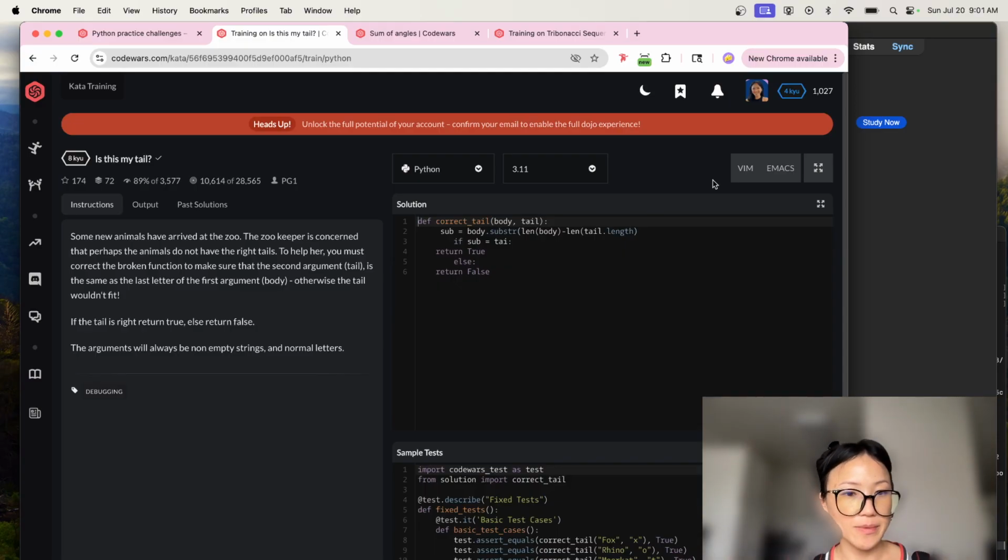Correct the broken point to make sure that the second argument tail is the same as the last letter of the first argument body. Otherwise the tail wouldn't fit. Okay.